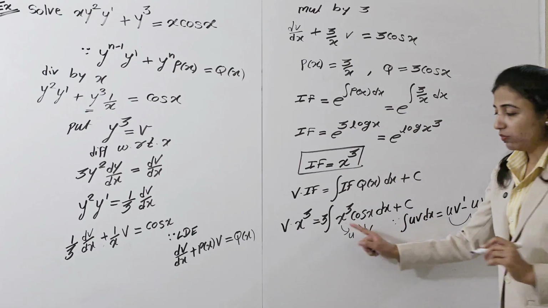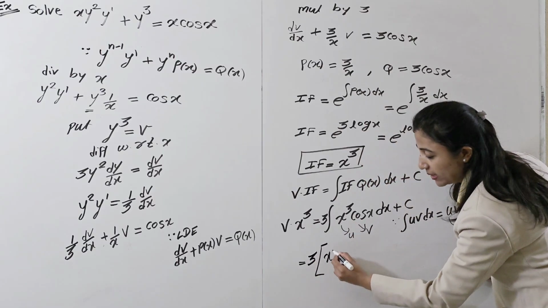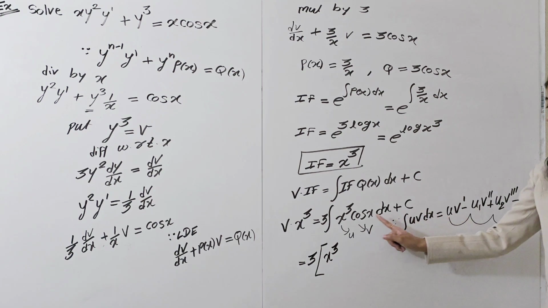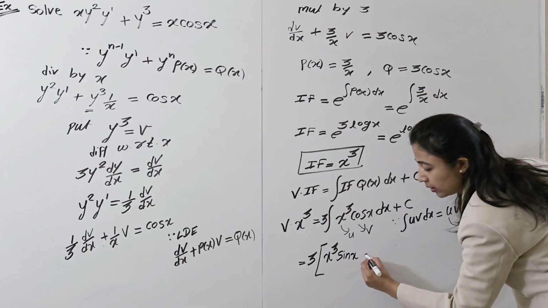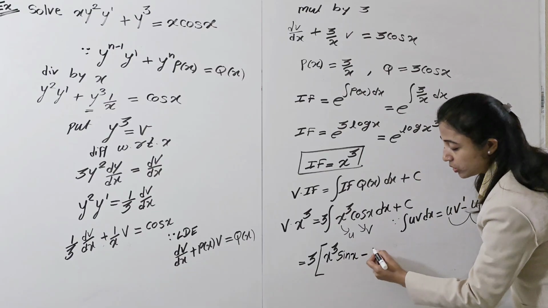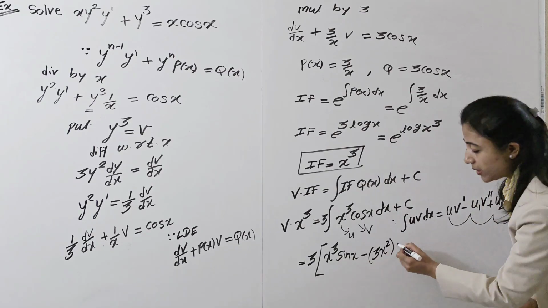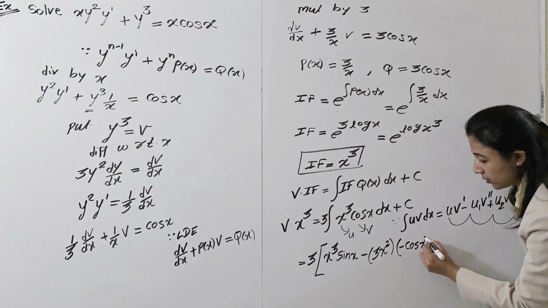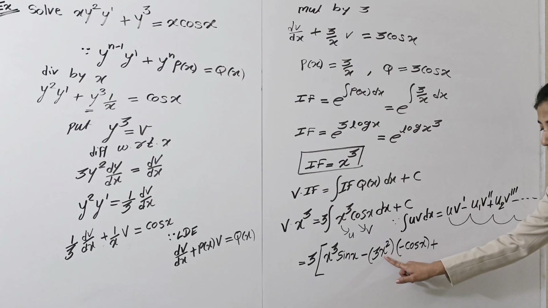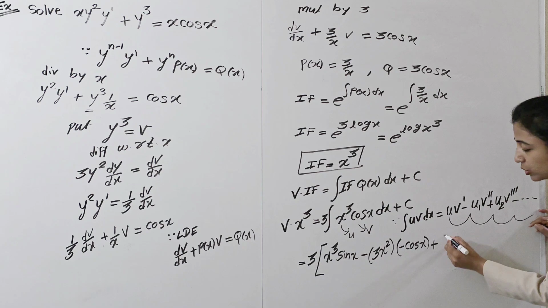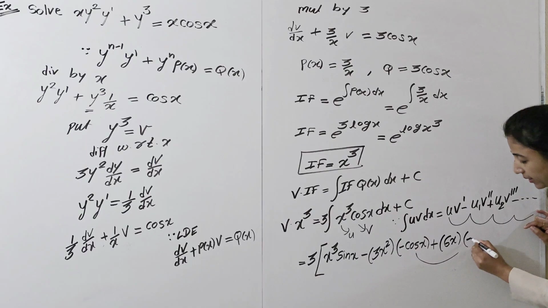Continuous integration for this term: the constant 3 as it is, first term as it is, integration of the second term, integration of cos is sin x, minus the derivative of the first term, which is 3x square, integration of the second term, integration of sin is minus cos x, plus the derivative of the next term, which is 2x, and with the 3 already there it is 6x, and integration of minus cos is minus sin x.